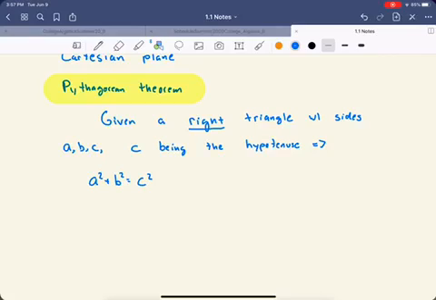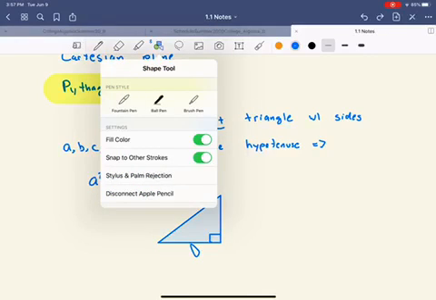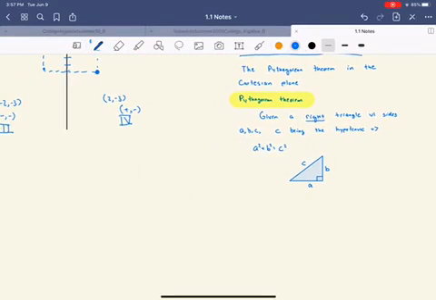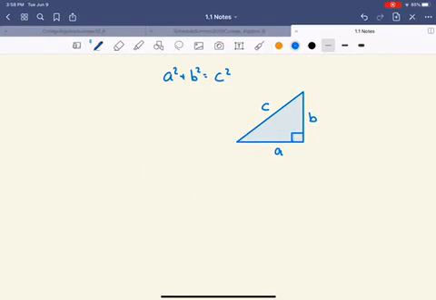Okay, so there's our triangle with a right angle there. I don't like that right angle yet, so let me make it a little better. ABC. Okay, so let's just do a really quick little proof of this. So we're going to do a little proof, draw a couple of squares here.